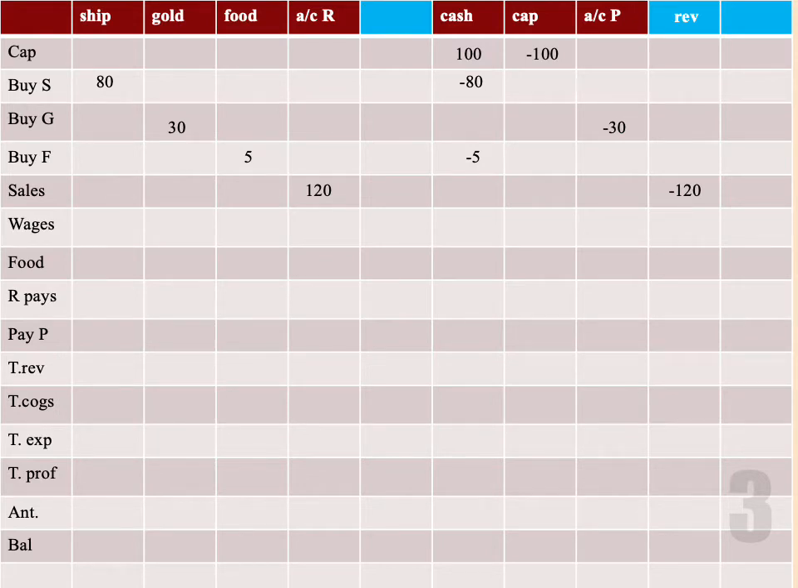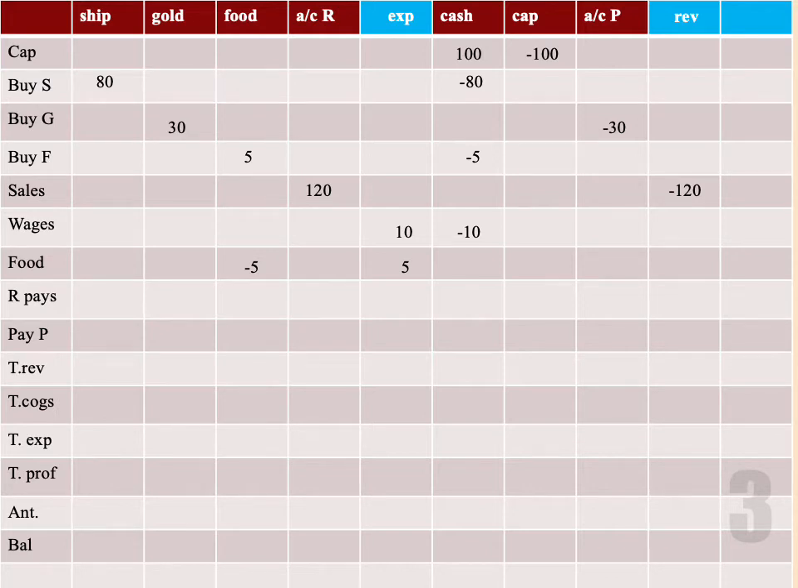Wages are paid. Cash goes down, and expenses, which is what they are, go up. We're not buying the sailor, we're buying his time, remember. All the food gets used up. So we take it out of the food column and put it into expenses. Assets become expenses when they're used up.